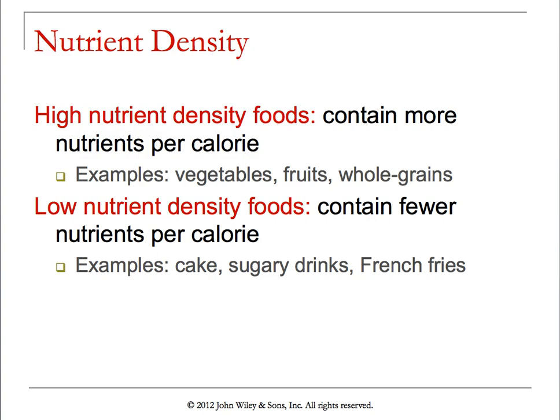Nutrient density. So in science classes in high school or maybe another college class, you've probably heard about density. When we're talking about food, we're going to be talking about nutrient density. So foods that are high nutrient dense are those that contain more nutrients per calorie. Examples of those include vegetables, fruits, and whole grains. Low nutrient dense foods are those that contain fewer nutrients per calorie, and examples of those include cake, sugary drinks, and French fries.